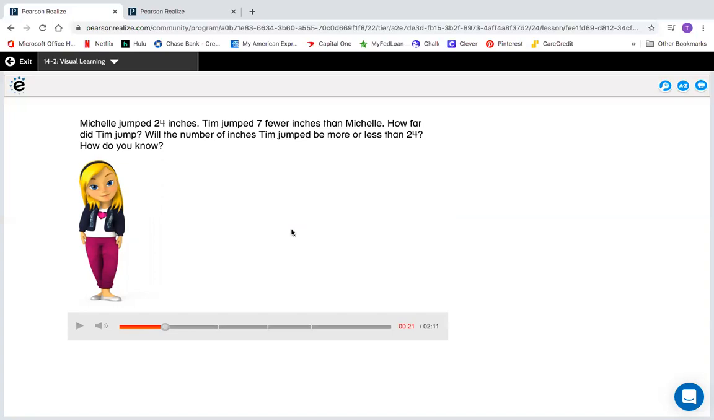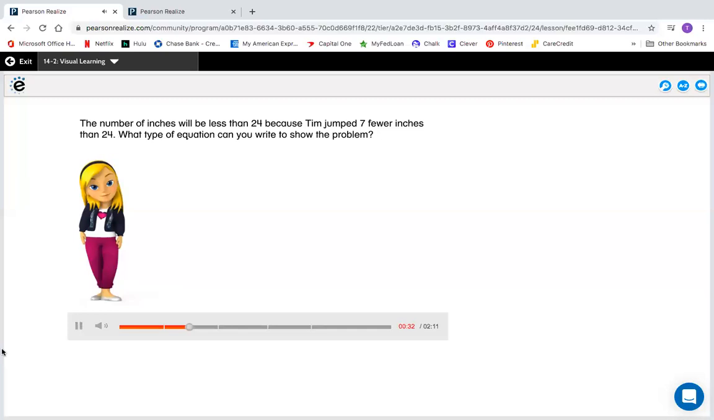Will the number of inches Tim jumped be more or less than 24? Michelle jumped 24 and Tim jumped 7 fewer inches. So is Tim's number going to be bigger or smaller than Michelle's? It is going to be smaller because he did fewer, he did less inches. The number of inches will be less than 24 because Tim jumped 7 fewer inches than 24.